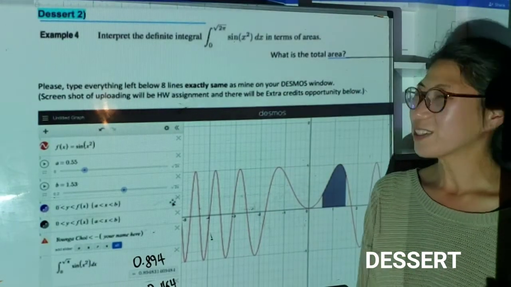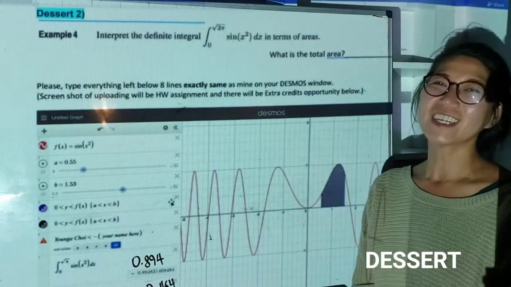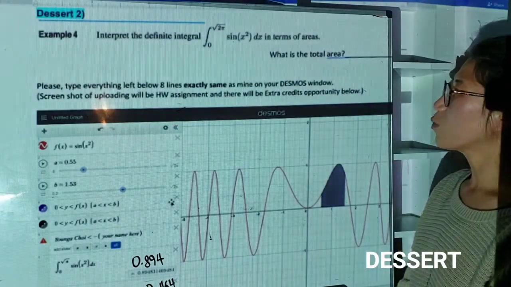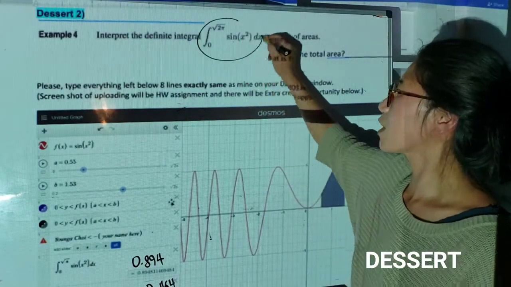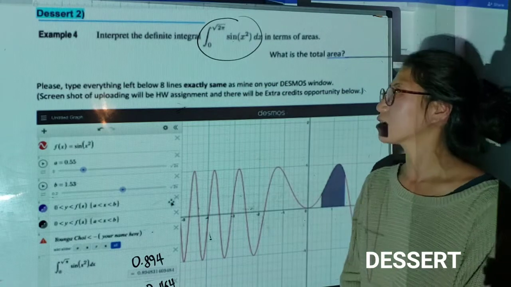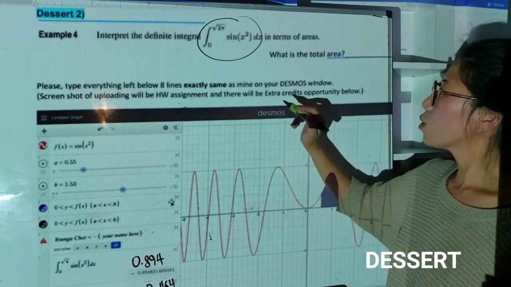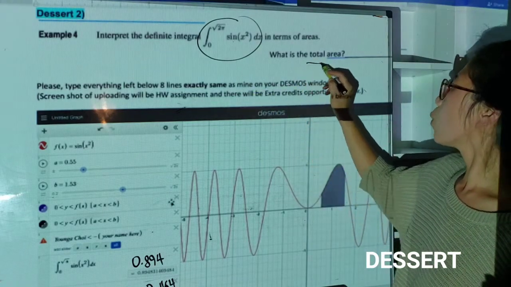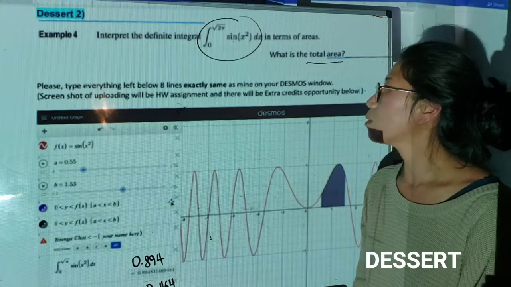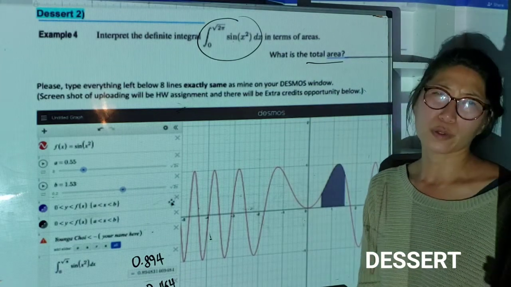So class, let's look at our dessert. The dessert will be pretty delicious. We'd like to see what this function looks like. For me, when I look at it, I could not even guess. So I want you to find the total area under the curve from 0 to the square root of 2 pi. No clue, right?